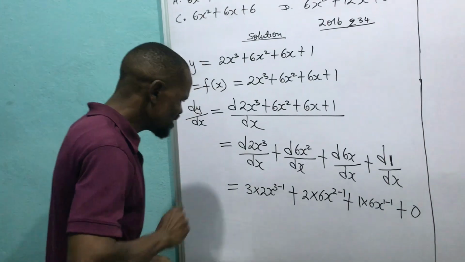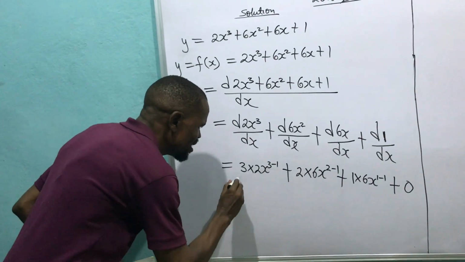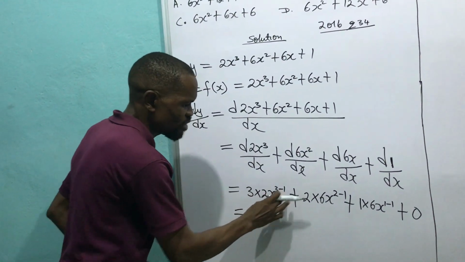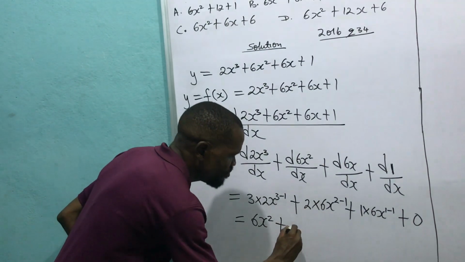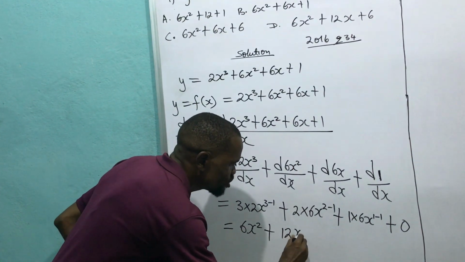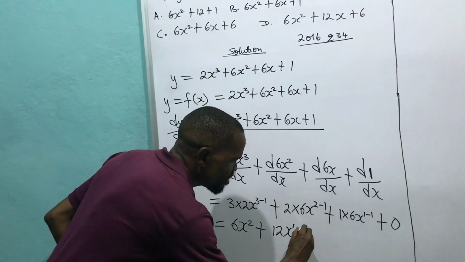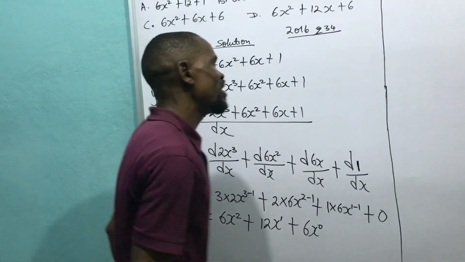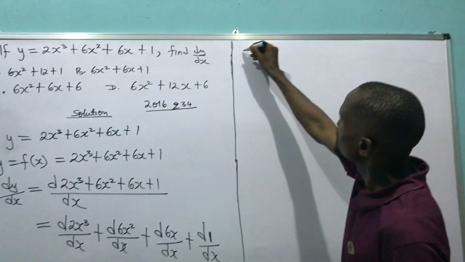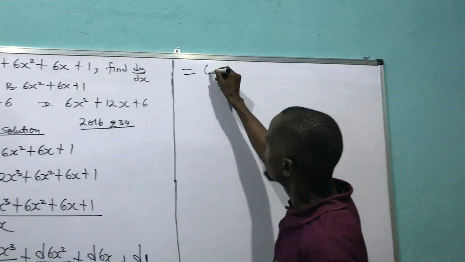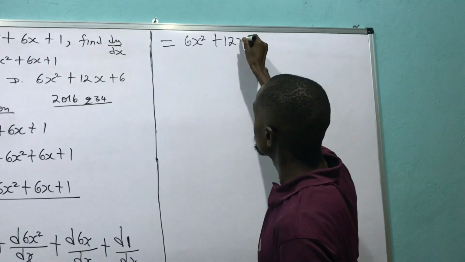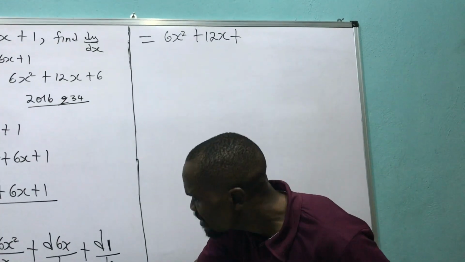Then looking at it, 3 times 2 will give me 6x raised to the power 2, because 3 minus 1, plus this will give me 12x raised to the power 1, and this will give me plus 6x raised to the power 0. Then coming over here, I will have 6x raised to the power 2 plus 12x plus anything raised to the power 0.